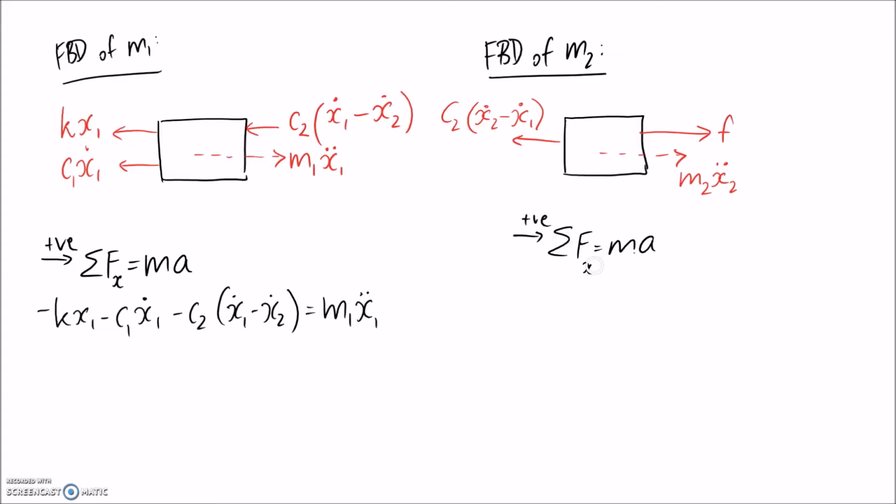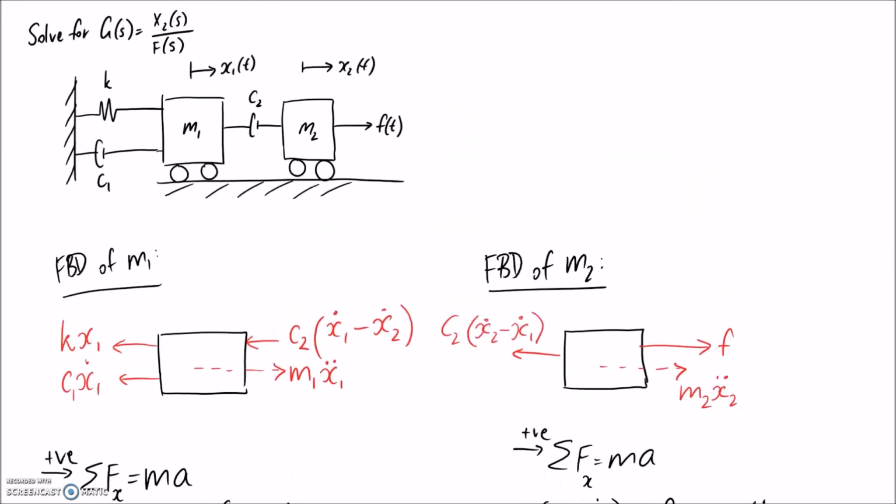Alright, same thing down here. So we've got negative c2, positive f. Again, this is for the right hand side, it's in the positive direction. Cool. So now we have our two equations of motion, and what remains is rearranging these equations to get the transfer function that we're interested in.